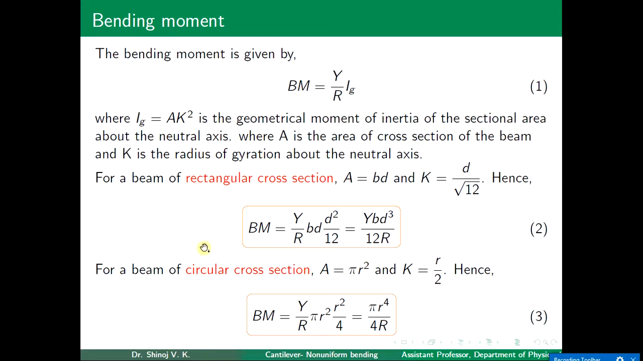Now for a beam of circular cross section, the cross sectional area will be pi r squared. That is the circular cross section area. Then K is r by 2. So we get the expression for bending moment of a beam of circular cross section, which is equal to Y by R into pi r squared into r squared by 4, that is, pi Y r raised to 4 by 4R, where the small r is the radius of the beam and R is the radius of curvature of the neutral axis.